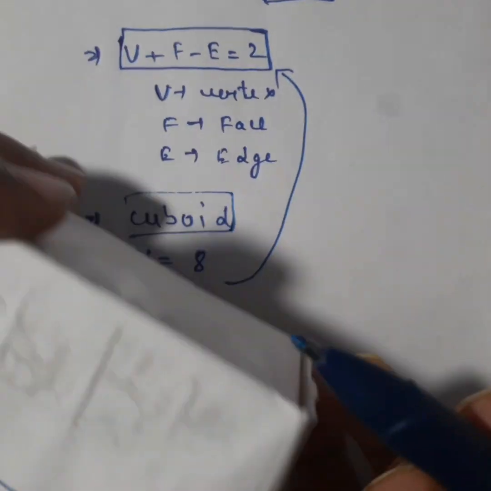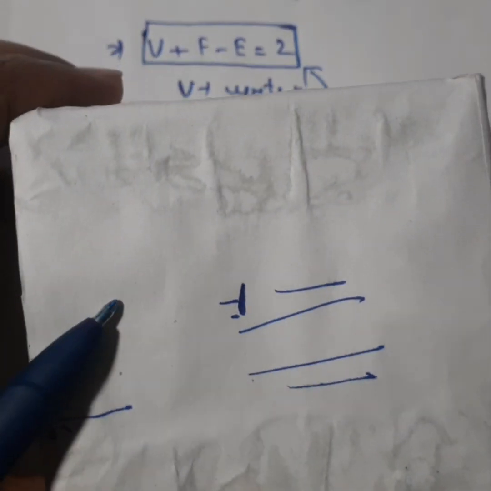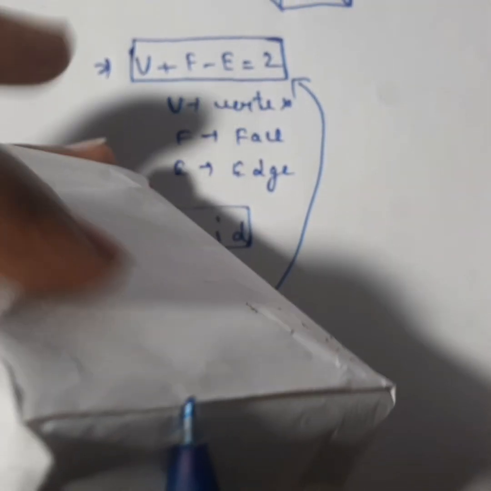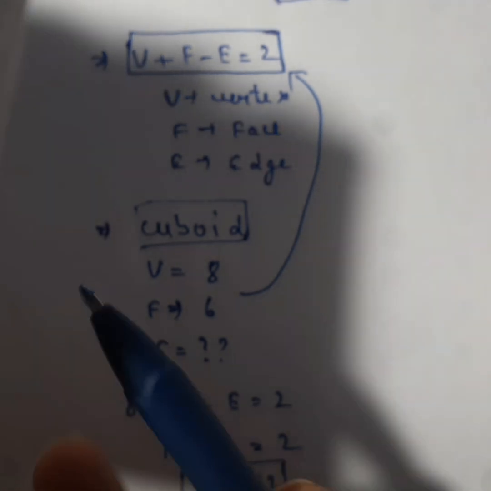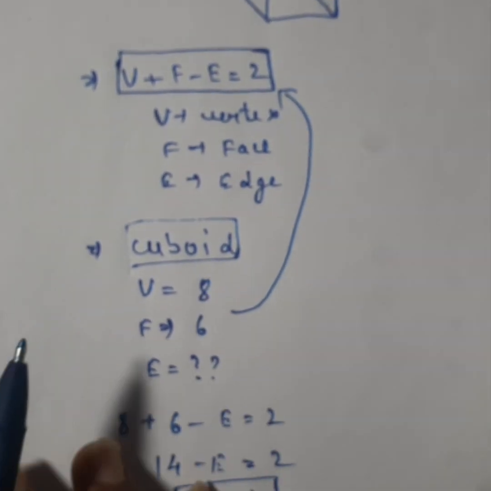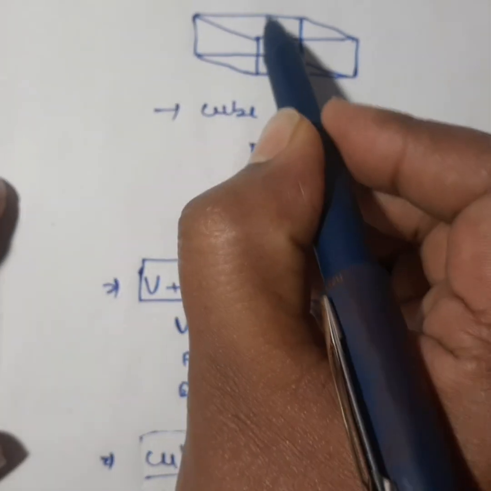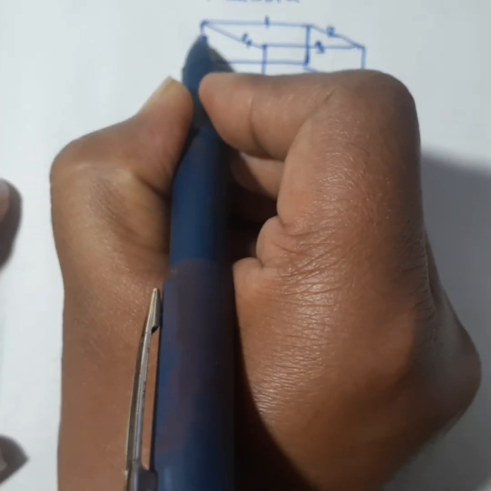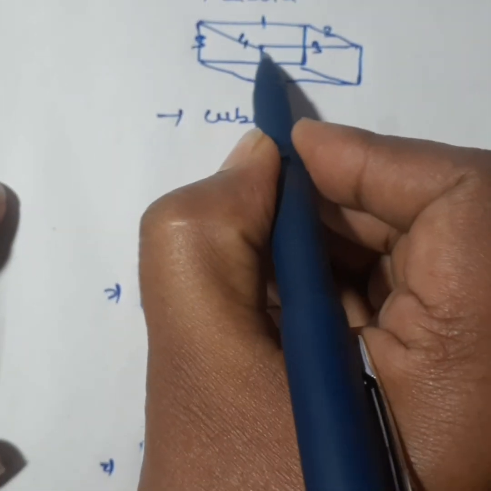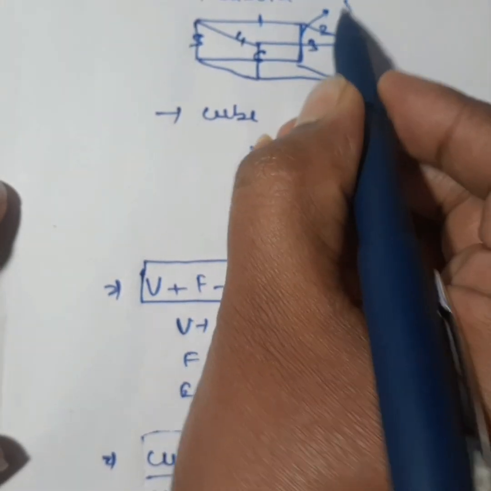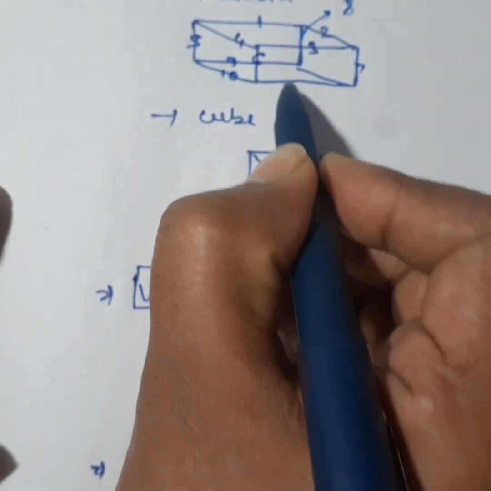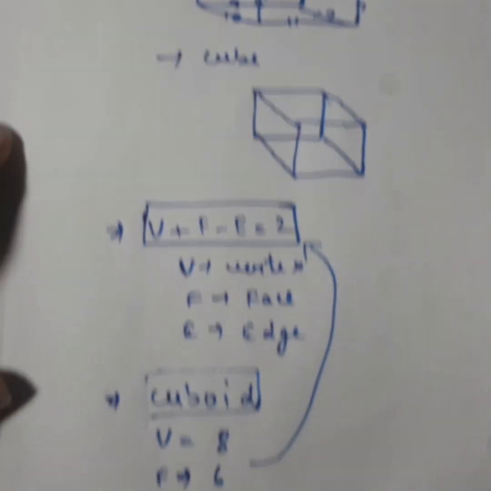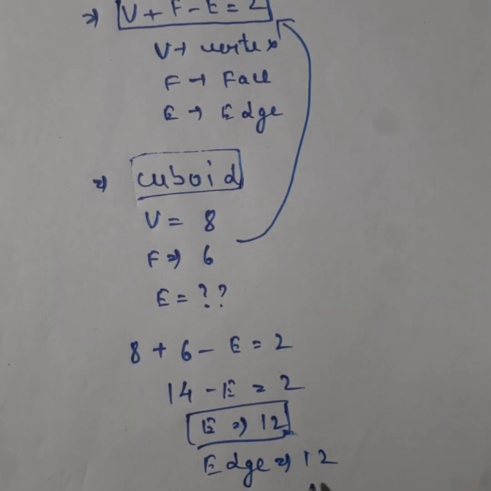This is 1, 2, 3, 4. Then we will have 5, 6, 7 and 8. Then in the bottom, 9, then here it is 10, 11 and here it is 12. If we look at this figure, this is 1, this is 2, this is 3, this is 4. Now this one standing vertically is 5, this is 6, this is 7 and this one here is 8. Then this one is 9, this one is 10, this one is 11 and this one is 12. So we get 12 edges for a cuboid.